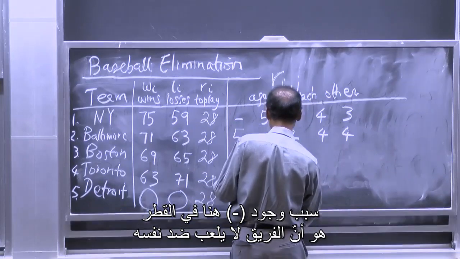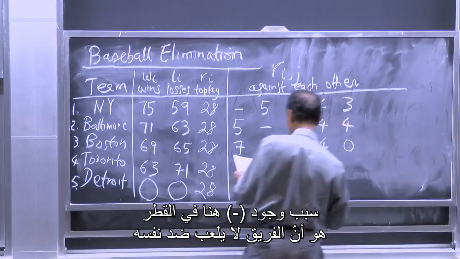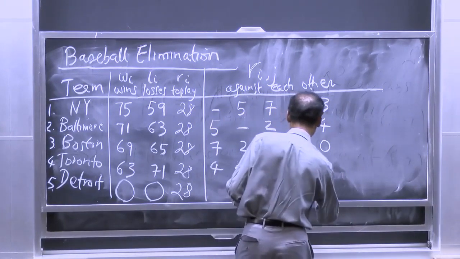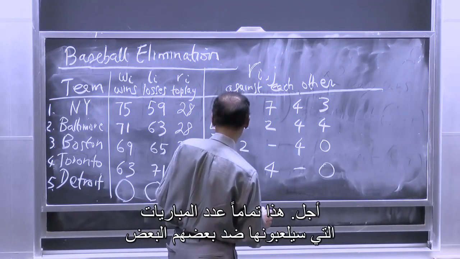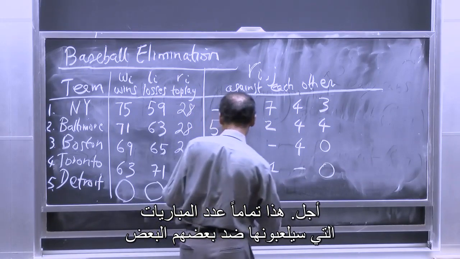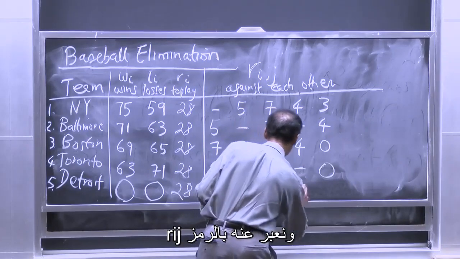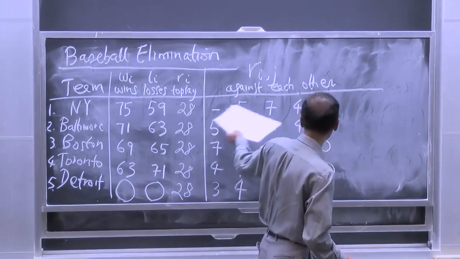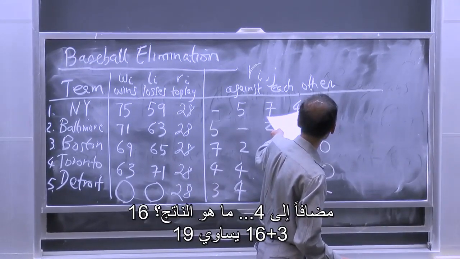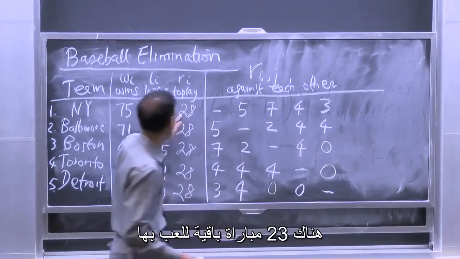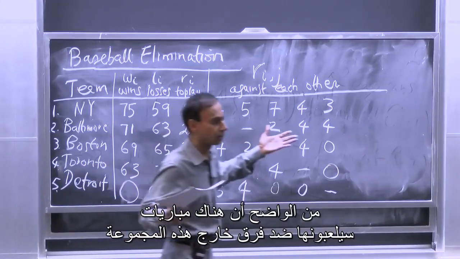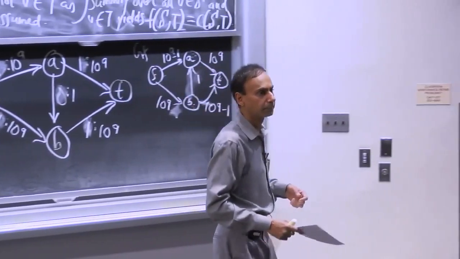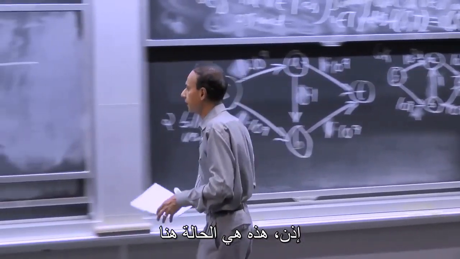The reason I have dashes here is because the team doesn't play itself in the diagonal. Yes, that is absolutely the number of games that they're going to play against each other, RIJ. Right? So they're a small number. I mean, 5 plus 7, 12, plus 4, that is 16. 16 plus 3 is 19. There's 28 games left to play. There's obviously games that are being played against other teams outside the division. So this is just RIJ. Okay? So that's the story here.